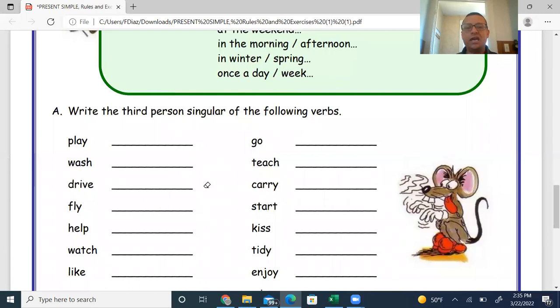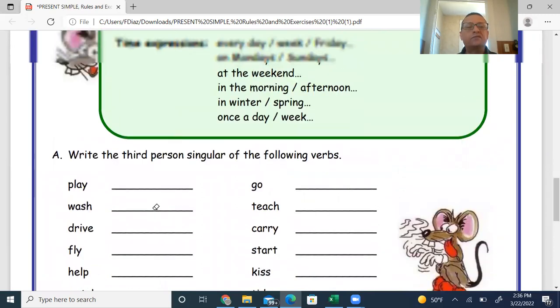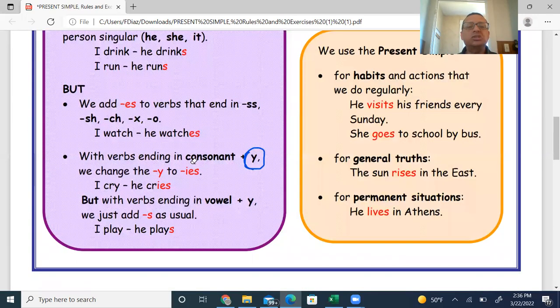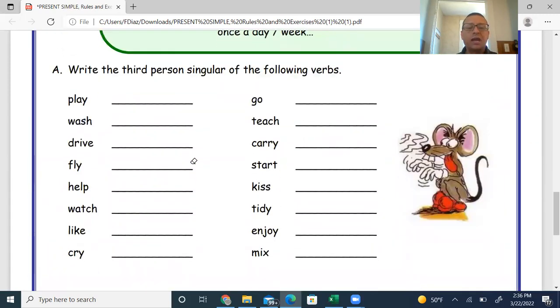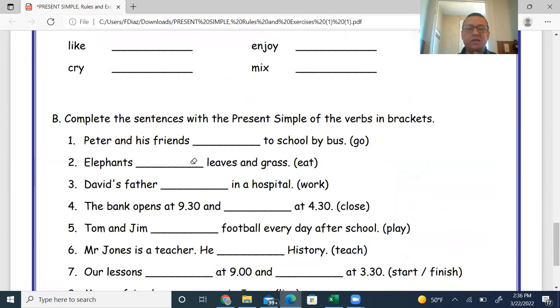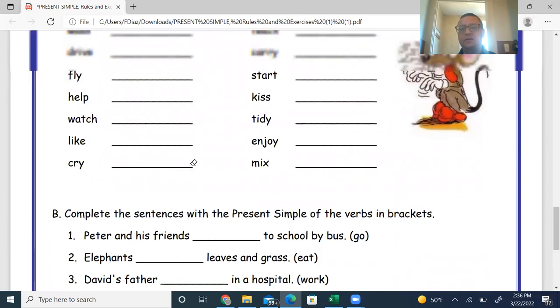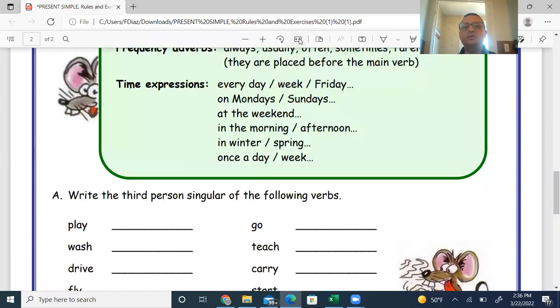So, this is your first exercise. You have to put these verbs in the third person. Play, plays. Wash, washes. Fly, flies. We remove the Y, we use IES. Refer to these explanations on how to do this, okay? And then we have exercise B, which is very easy, all right? Anyway, I'm gonna send this to you and you will see this in your group.